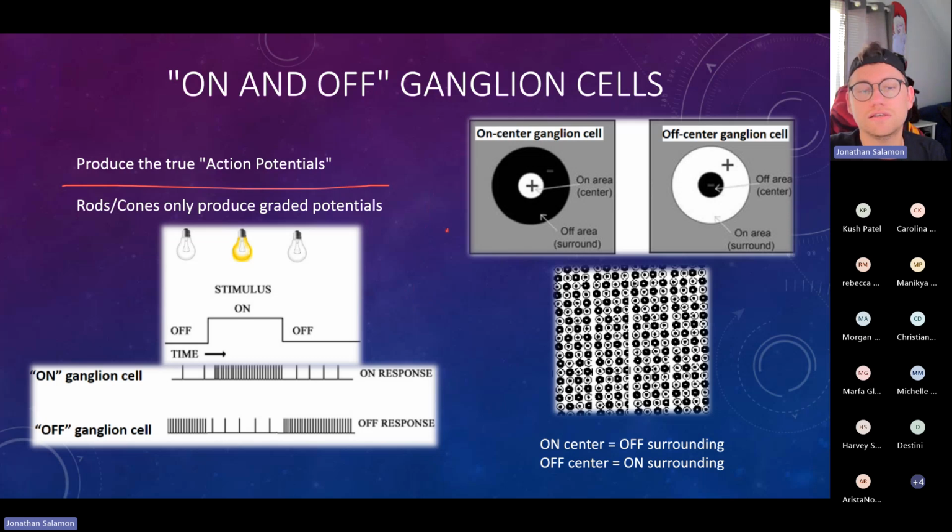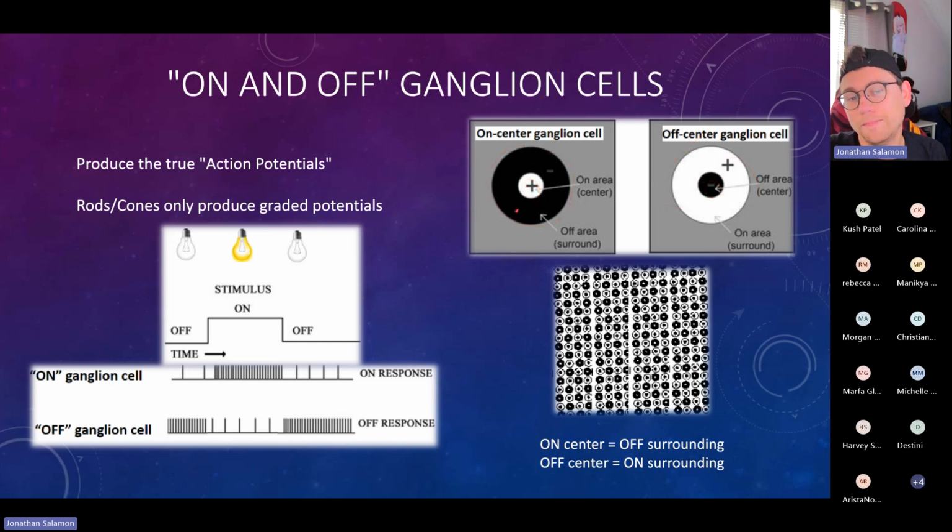So these are the only cells, these ganglion cells, right? The ganglion cells are the only cells that produce action potentials. Every other cell in this whole system is an inhibitory, modulatory, graded potential cell. And you have two kinds. You have on cells and you have off cells. They're named for whatever is in the center of their cells.